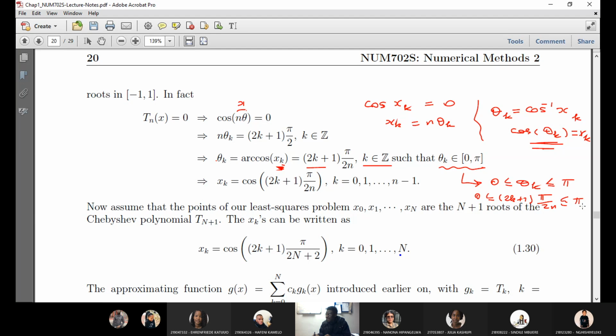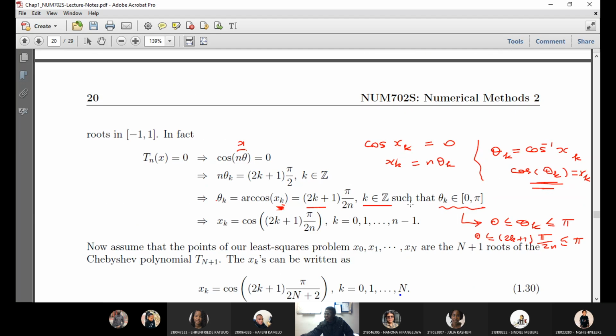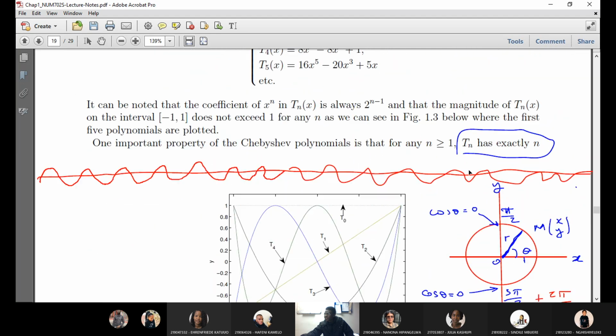Obviously, you can divide by pi throughout, so get rid of pi. Then solve for k. If you solve for k, you see that the possible values that k can take are these. And if you count the number of values, you have exactly n values. So that's why we can conclude that there are exactly n roots, which is what we wanted to prove here. So there are exactly n roots.